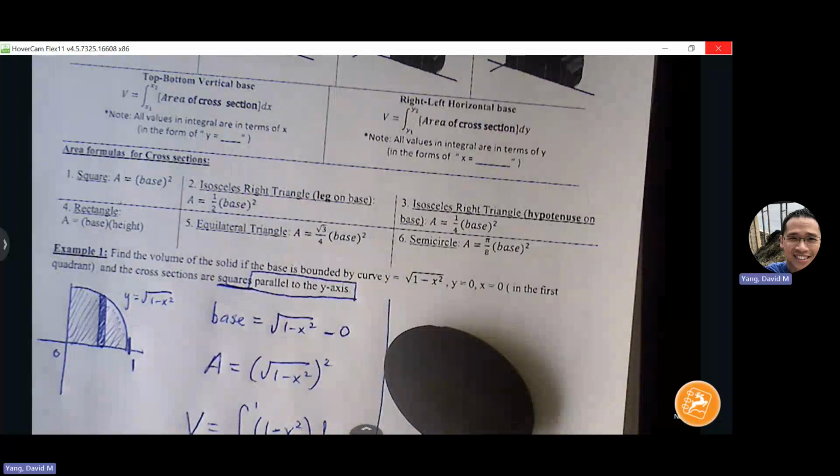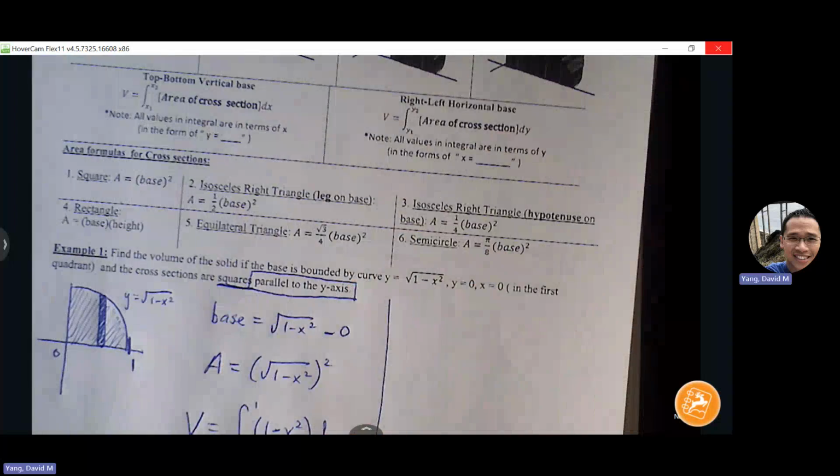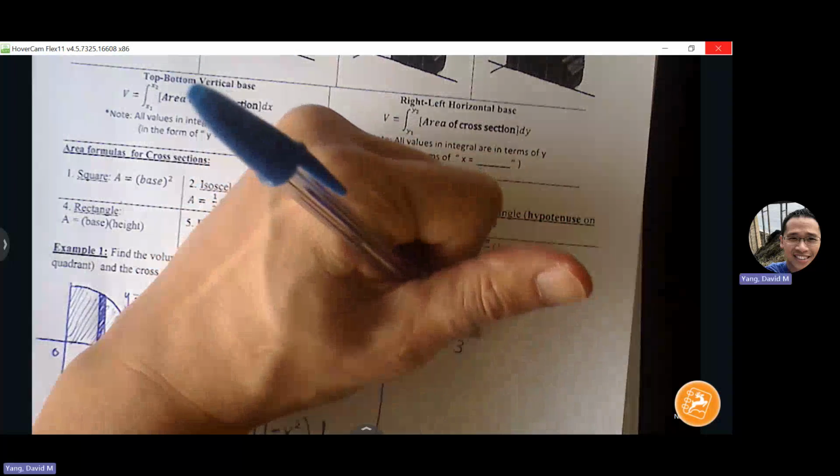Two-thirds. So our units will just be 2/3. No pi. It's just 2/3 units cubed. Still volume.